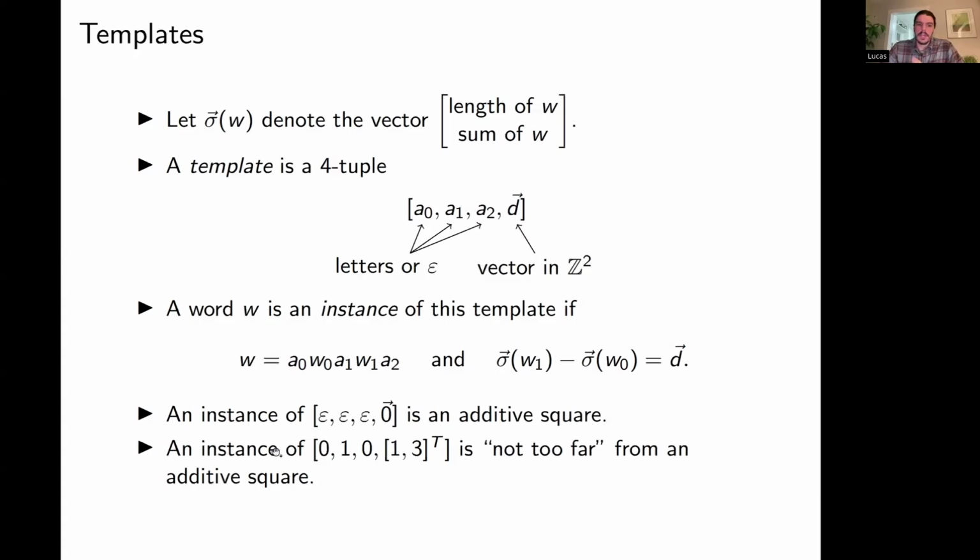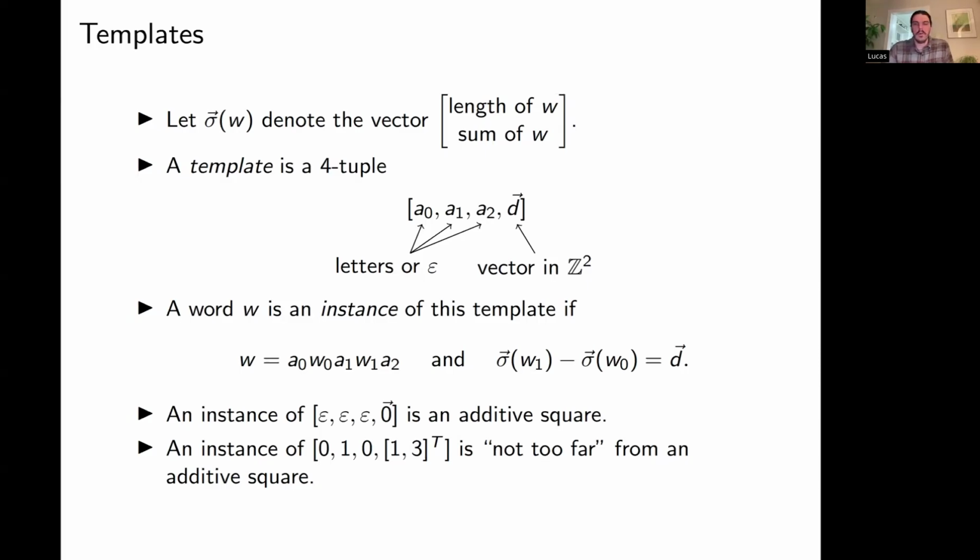And just as another example, an instance of the template 0, 1, 0, 1, 3 is not too far from an additive square, right? The word would look like a 0, a 1, and a 0, and then 2 blocks, W0 and W1, where the difference between their lengths is only 1, and the difference between their sums is only 3, right? So this is pretty close to an additive square.